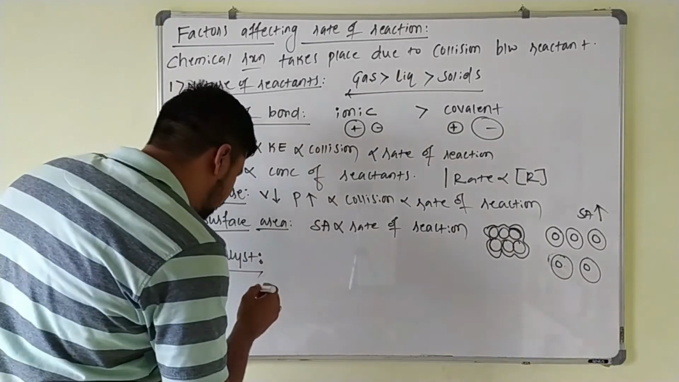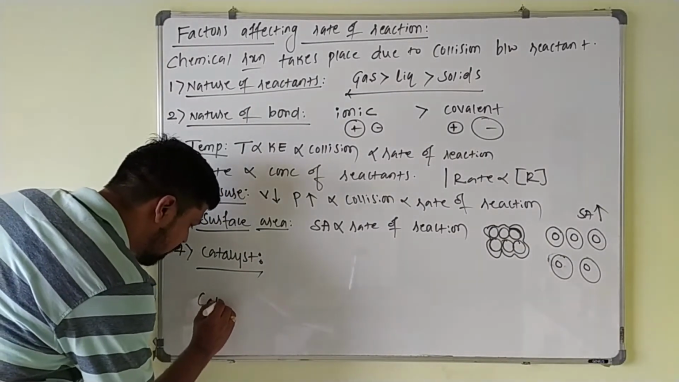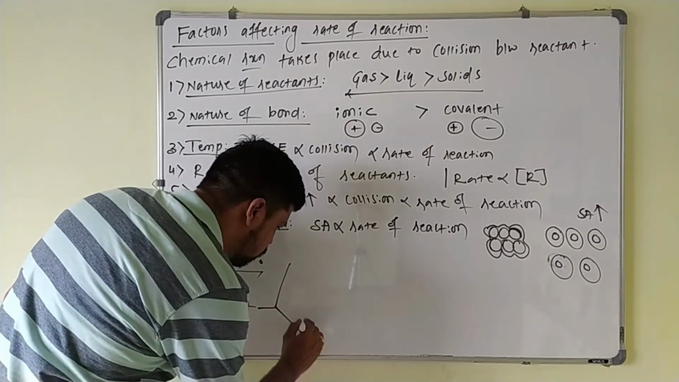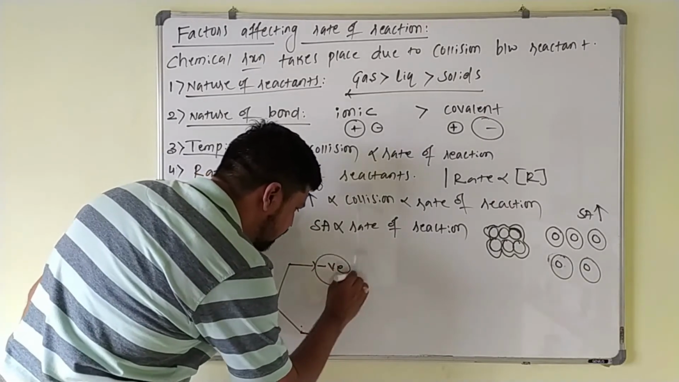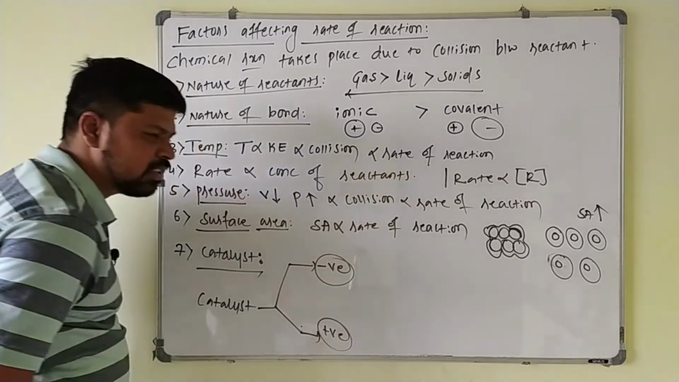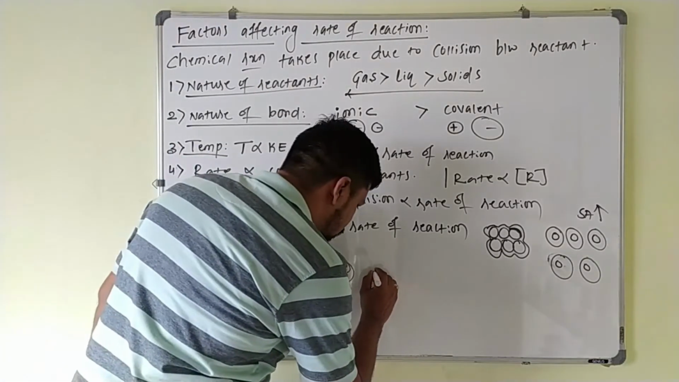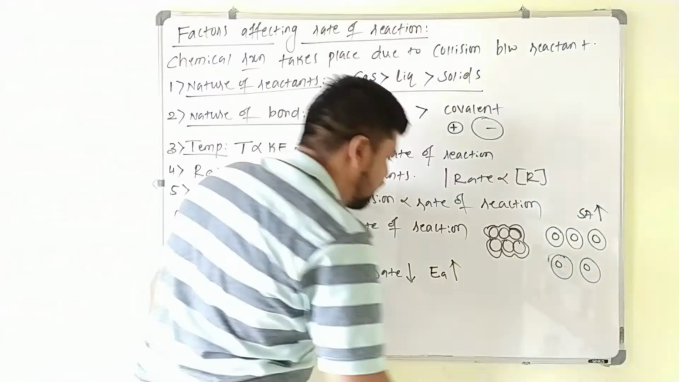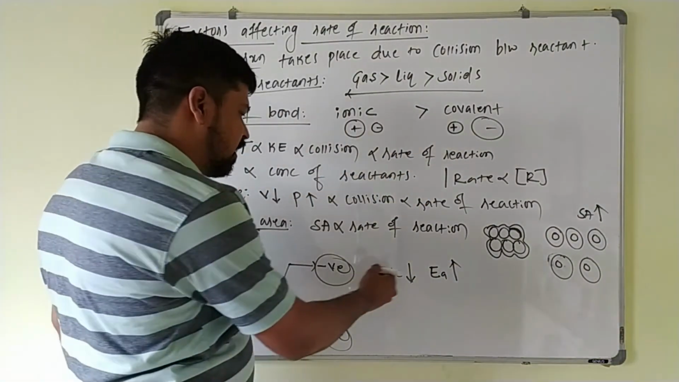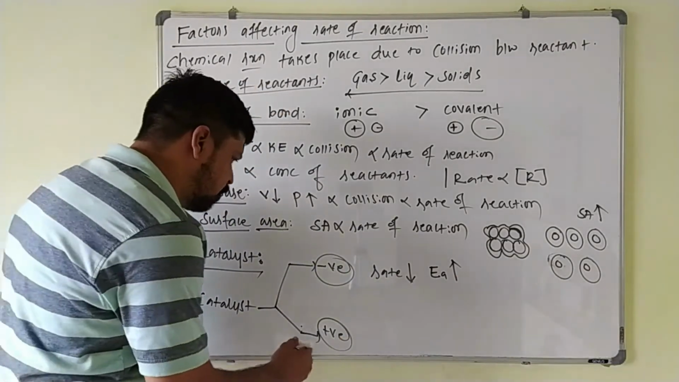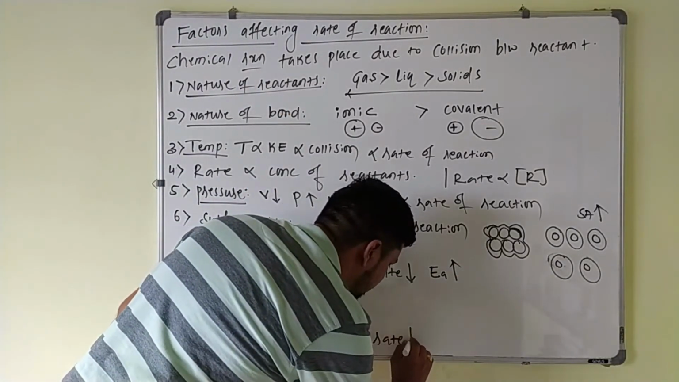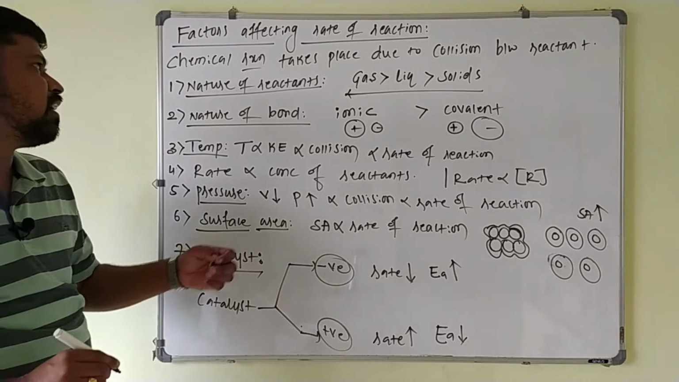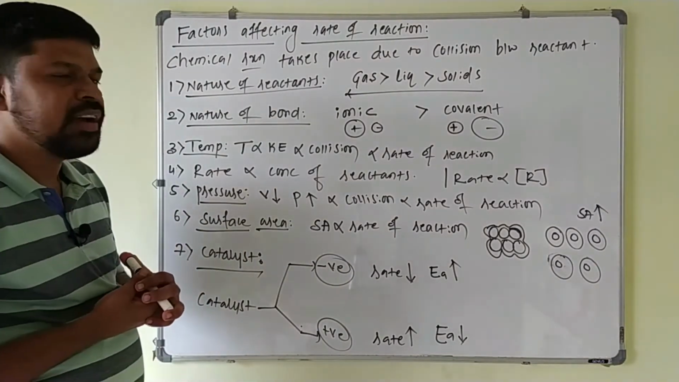So here, for the effect of catalyst, we'll write, there are two types of catalyst: negative catalyst and positive catalyst. The negative catalyst decreases the rate of reaction by increasing the activation energy of the reactants. Already you have studied this in the theory part. And the positive catalyst increases the rate of reaction by decreasing the activation energy of the reactants. So these are the important factors which affect the rate of the reaction.